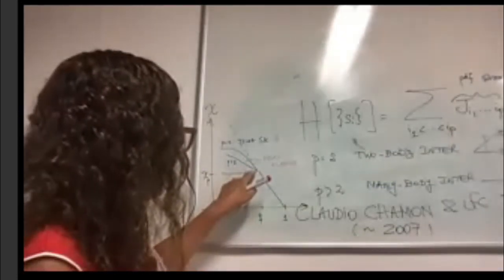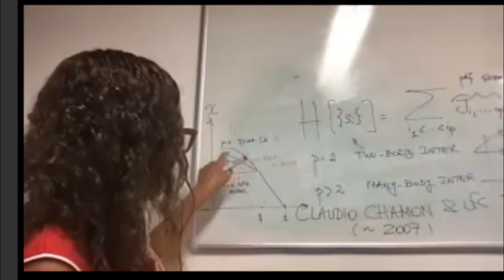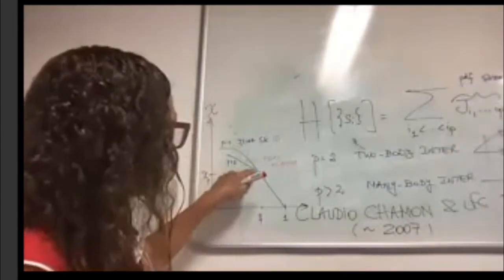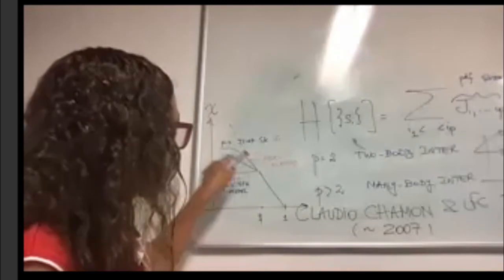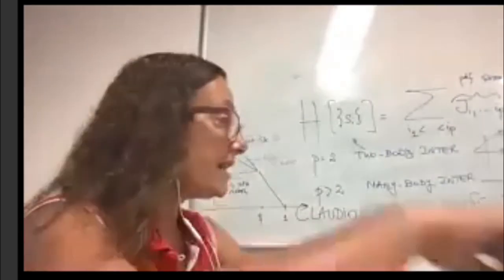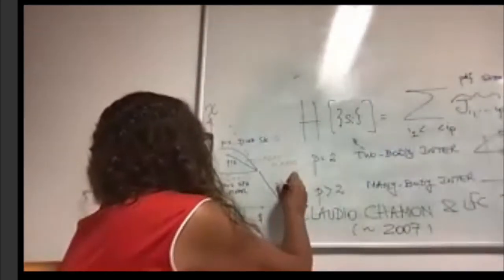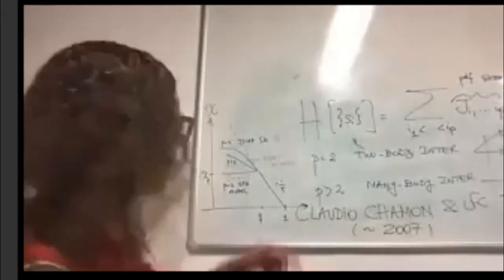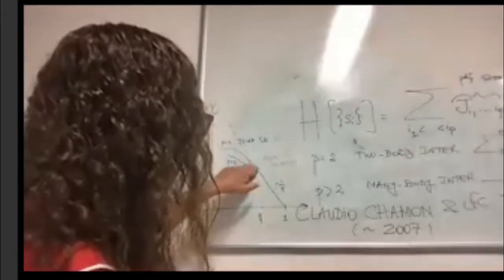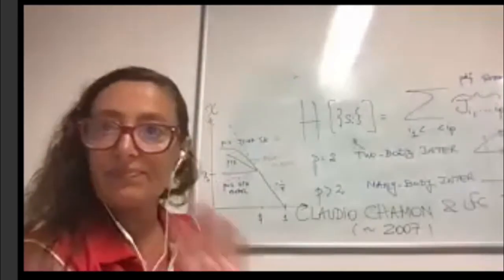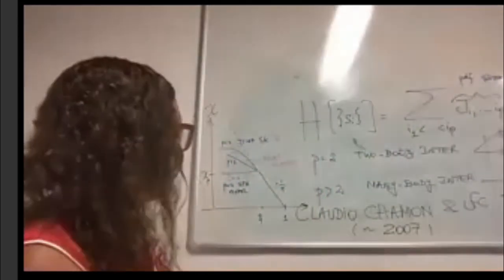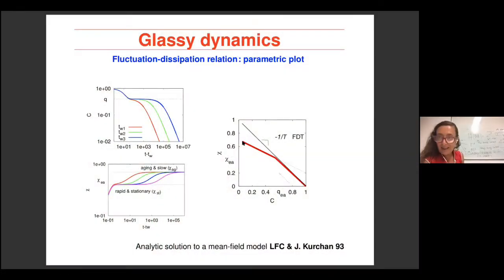For the structural glasses, you have a rather simple violation of FDT given by a different slope, which is not given by the 1 minus T of the equilibrium, but is given by another slope. And then for the SK model, you have a curved thing. I don't have time to discuss this.